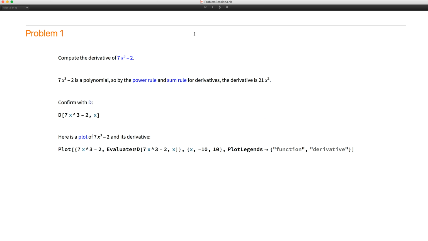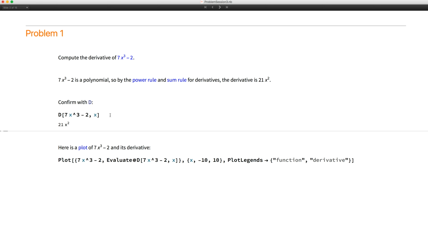So let's begin with problem number 1, which says compute the derivative of 7x cubed minus 2. Now that is a polynomial, so things are quite simple. You apply the power rule to 7x cubed, and the answer is 21x squared. That's a constant, negative 2, so the derivative is 0, and you can confirm the answer with D and check that it's actually 21x squared. Here is a plot of the function and the derivative. The blue plot is the function and the orange plot is the derivative, and you can see that the function is increasing, so the derivative stays non-negative all the time.